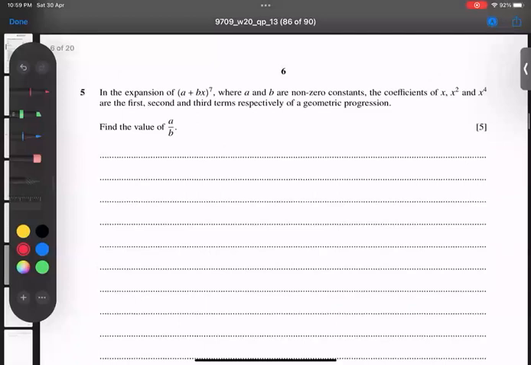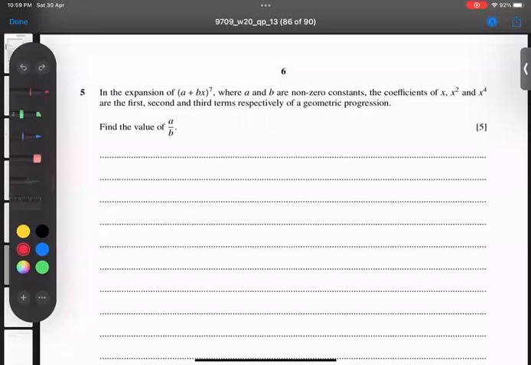The next question is a combined topic, a combination of two things. First is binomial expansion, and then it is an AP/GP topic, sequences. So he has given this expansion here. The question is the coefficient of x squared and x to the 4, which means we have to expand it till power 4. Have a look at how we can expand till power 4.